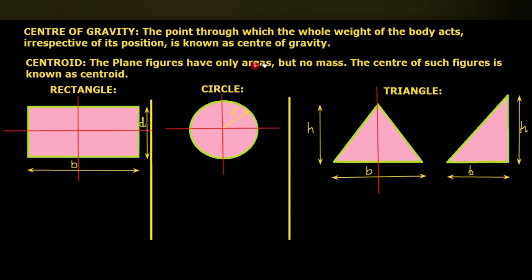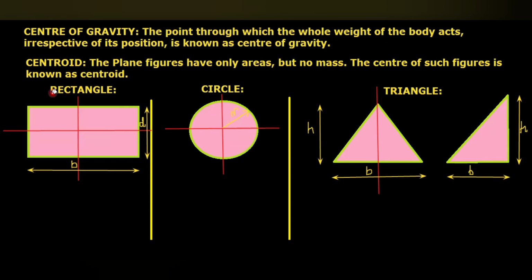Centroid: plane figures such as a rectangle, circle, triangle, even the solids have only areas but no mass. So the center of such figures is known as centroid. The center of gravity and centroid, these two terms are used interchangeably. Sometimes instead of center of gravity, centroid will be used, and sometimes centroid, center of gravity will be used.